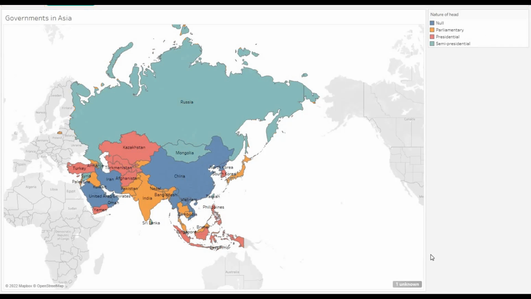Now, when it comes to the nature of the head, here primarily we can say there are two forms of governance system, that is the presidential system of governance and the parliamentary system of governance. In the presidential system, the executive, that is the people who execute the law, which includes the president, is not related to the legislature, that is the body of people who enacts the laws, that is the parliament. So the executive is not responsible to the parliament.